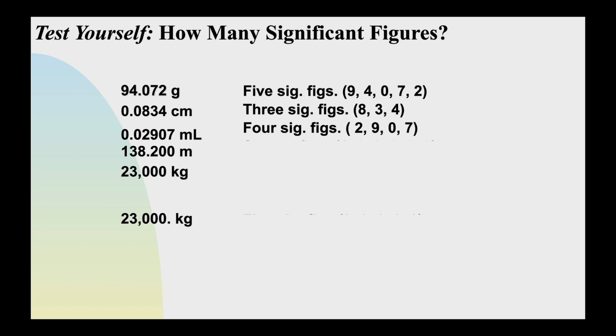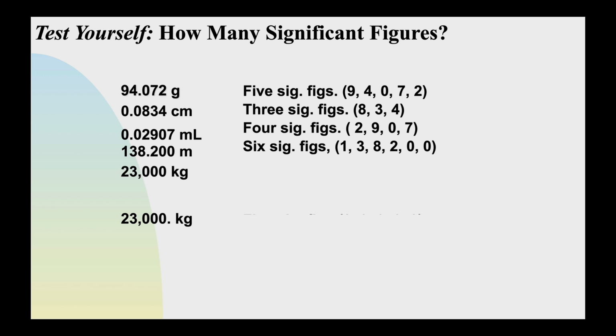Now, the next one has a decimal. It has non-zero numbers before the zeros, and the zeros are after the decimal, so everything counts. Lazy chemists wouldn't include those last 2 zeros unless there was a reason for it. 6 sig figs. Now, the next two are tricky.